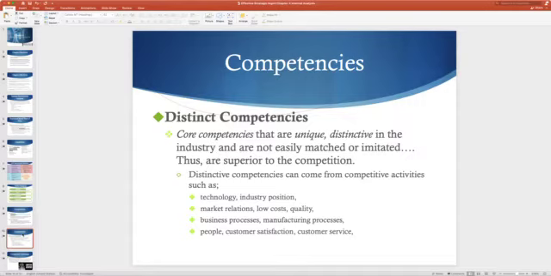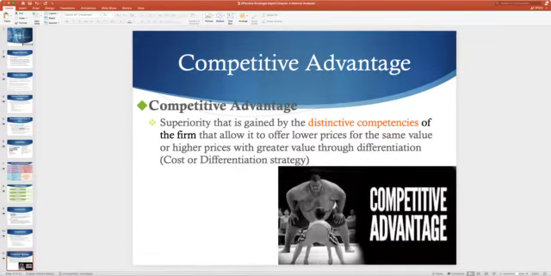Now, when we have these distinct competencies, what we're trying to do is identify as many of them as we can. We want to have a full quiver of distinct competencies, because what we're going to try and do is take these distinct competencies and turn them into competitive advantages. So distinct competencies create competitive advantage.